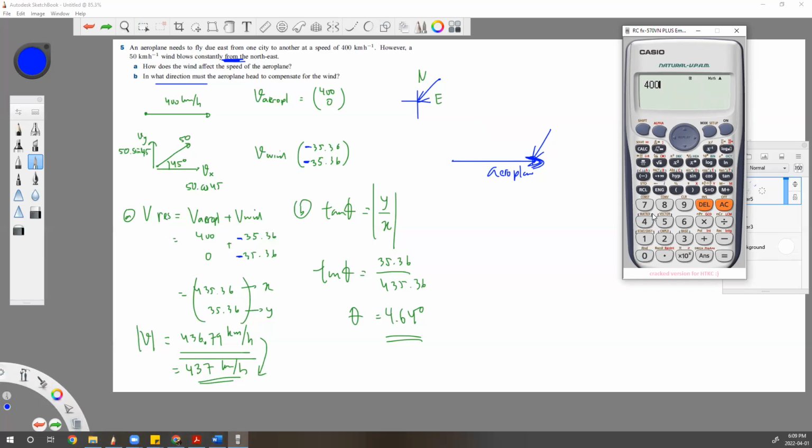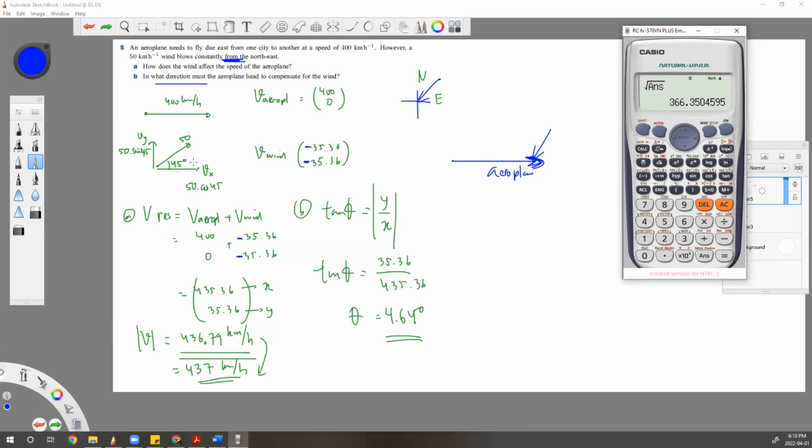405 and 400 minus 35.36 square, right? You do the square here directly. I want to find the value plus square and then plus negative 35.36 square, and square root. 3366 cannot, it has to be 436.